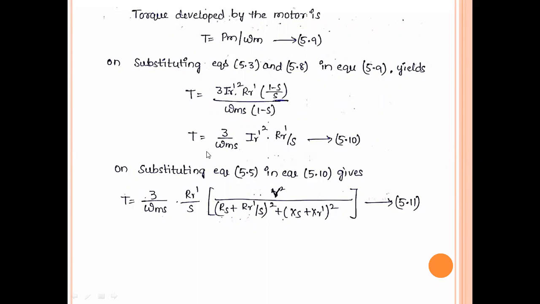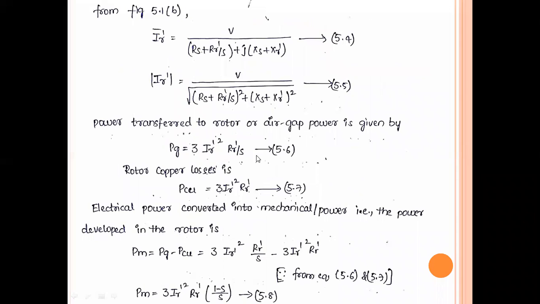So the final expression for the torque equation will be T is equal to 3 by omega ms, where omega ms is the synchronous speed, into IR dash square into RR dash by S. But we know what is IR dash square. Equation 5.5 shows the expression for IR dash.